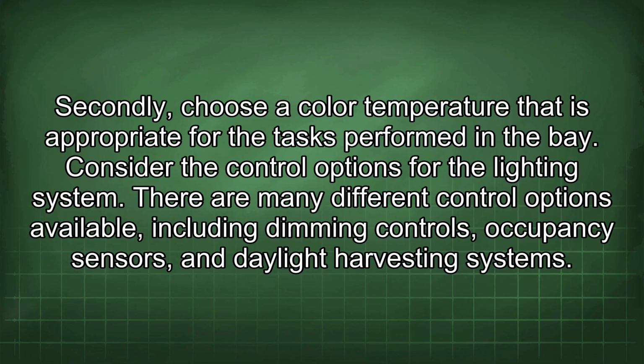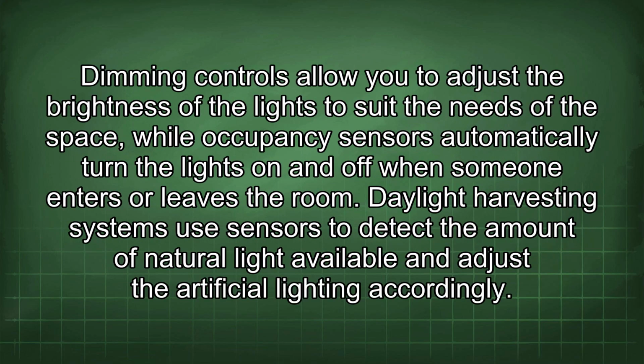Secondly, choose a color temperature that is appropriate for the tasks performed in the bay. Consider the control options for the lighting system. There are many different control options available, including dimming controls, occupancy sensors, and daylight harvesting systems. Dimming controls allow you to adjust the brightness of the lights to suit the needs of the space, while occupancy sensors automatically turn the lights on and off when someone enters or leaves the room. Daylight harvesting systems use sensors to detect the amount of natural light available and adjust the artificial lighting accordingly.